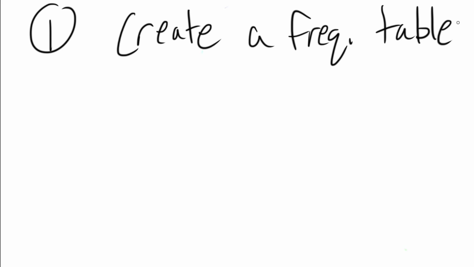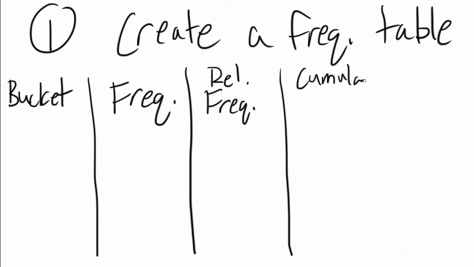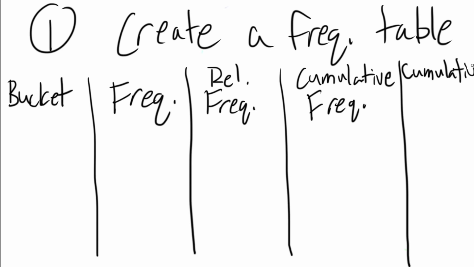Your first step to making one of these is to create a frequency table. And it's kind of like what you make for histograms. You want to start off with the bucket column, what your ranges are, frequency, relative frequency, cumulative frequency, and lastly, cumulative relative frequency. So a lot of columns to this, but don't worry, we'll do one of these together.